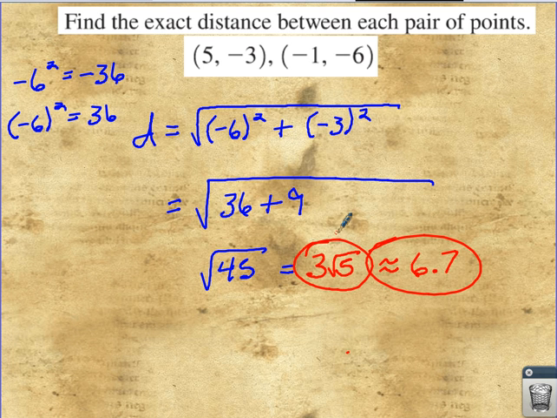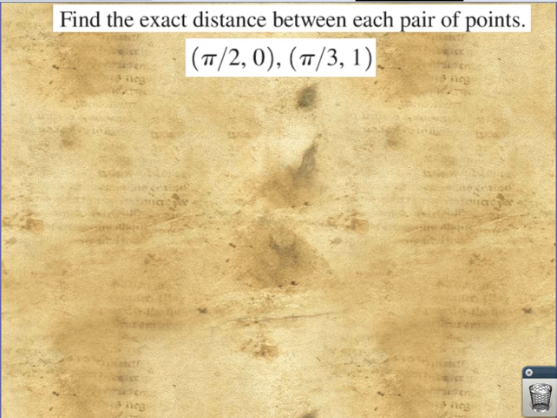So you have two different versions. If they ask for an exact answer, this is exact. Why is this approximate? Because root 45 is not a perfect root. If it's not a perfect root, your answer is irrational. This number will go on forever. There's no pattern. You can't draw a line over the top. It's not going to be any repeating stuff.